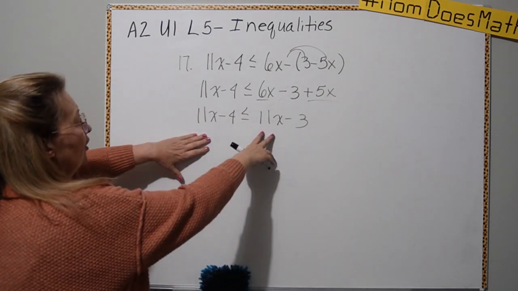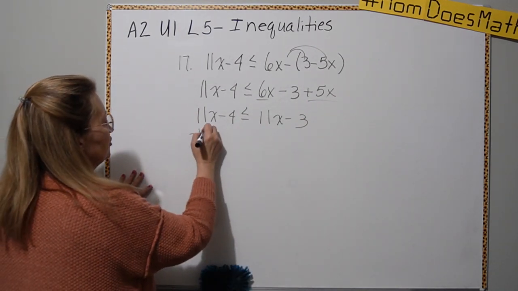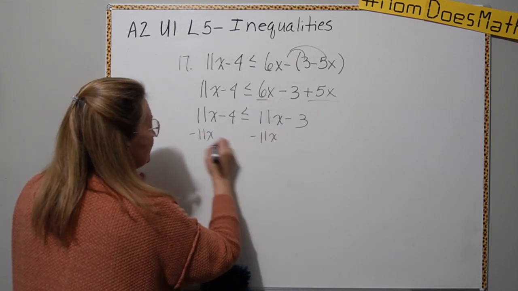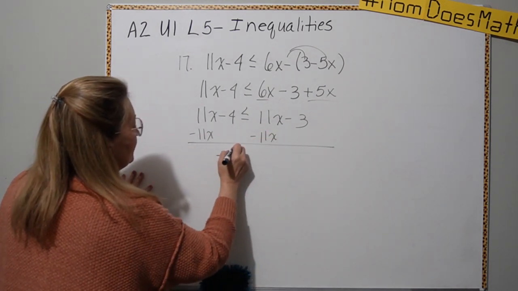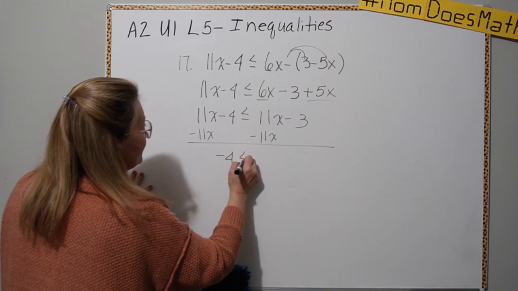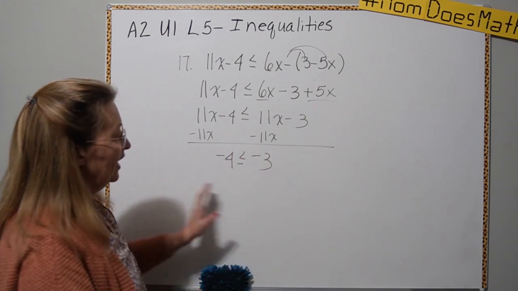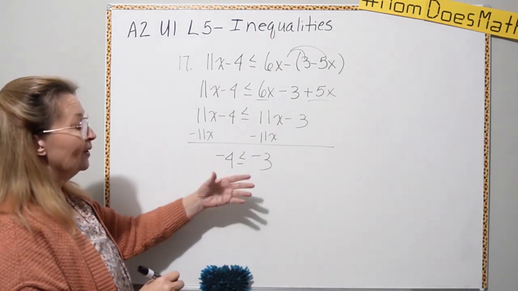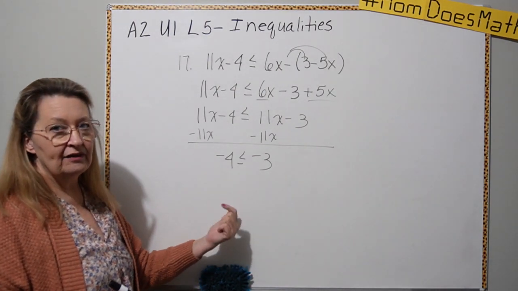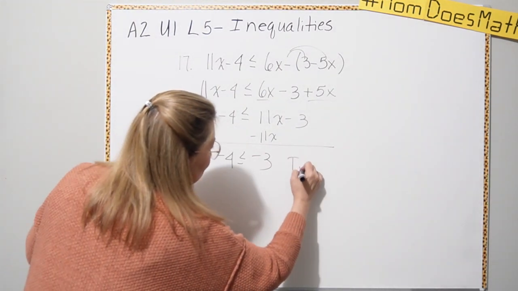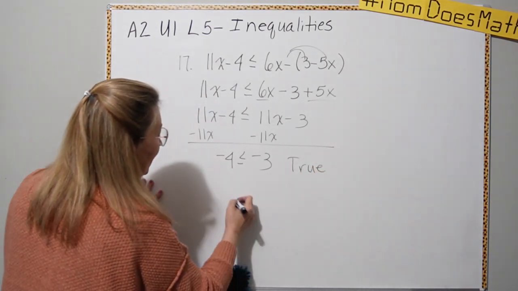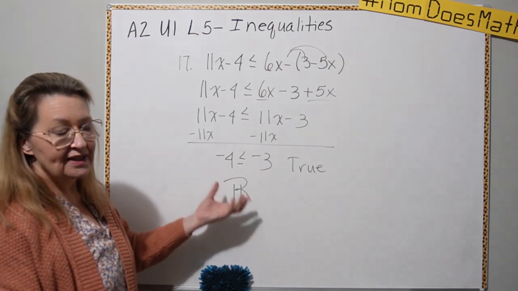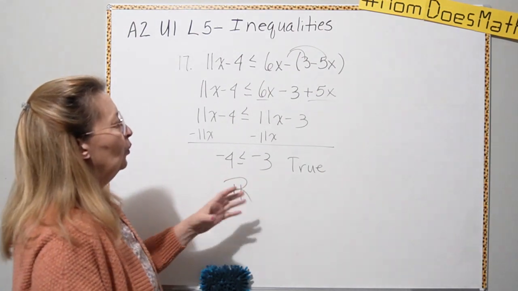All right, now we have two variables, so we got to get rid of one of them. Subtract 11x from this side to eliminate. Subtract 11x from this side to keep it balanced. So now I have negative 4 is less than or equal to negative 3. I have no more variables, but I do have a true statement because negative 4 is less than or equal to negative 3. So since this is true, what you have is an answer of the set of all real numbers. Anything in the real number set will work.